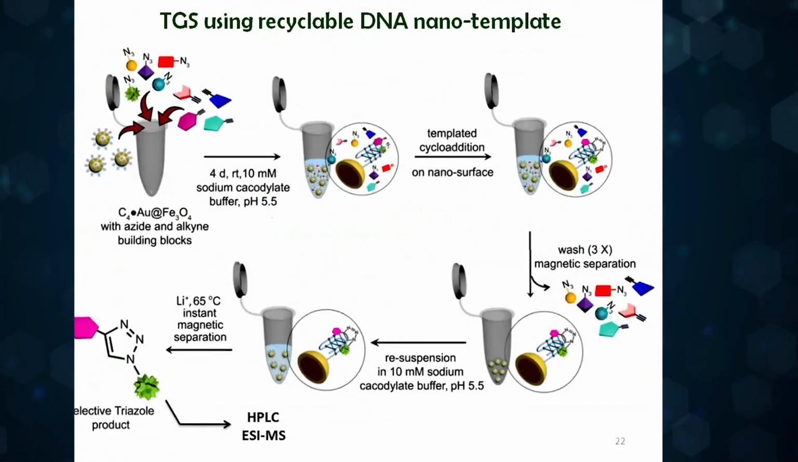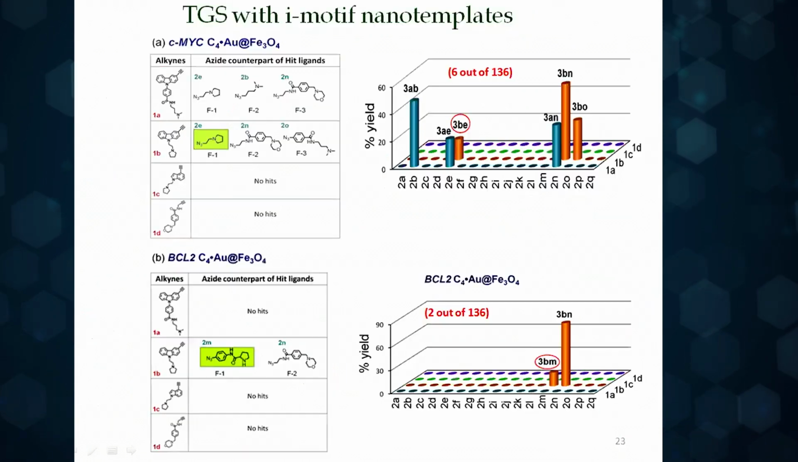Next, we used the same chemical library to identify selective leads for the i-motifs. The alkyne and azide fragments were incubated with the i-motif nanotemplates. Then we gave sufficient reaction time, and since the i-motifs are stable under acidic conditions, the reaction was carried out at low pH, and the products were characterized by HPLC and mass spectrometry.